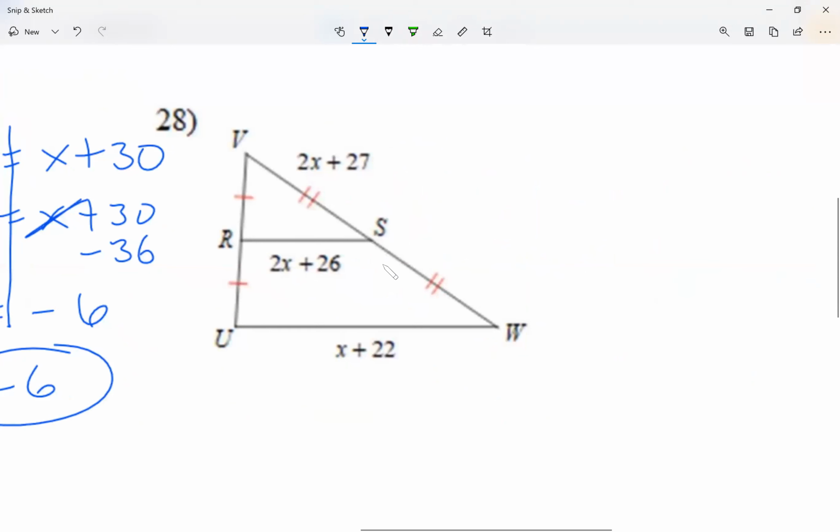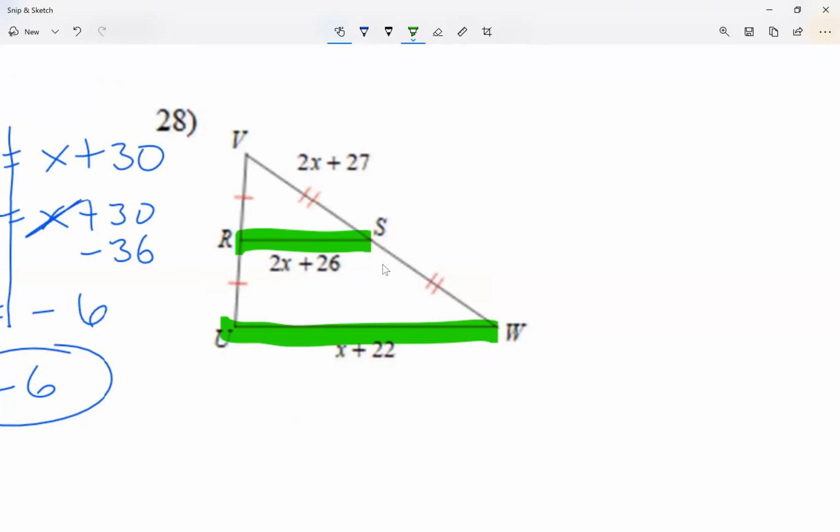Let's take a look at question number 28. Look at the median, what we call the mid-segment, right? Look at the mid-segment and look at the side that is parallel to it. That's the information you're going to be using. Anything else, it's extra. Okay, so I'm going to choose the mid-segment is 2x plus 26. And all of it, I'm going to multiply by 2. And this is going to equal x plus 22.